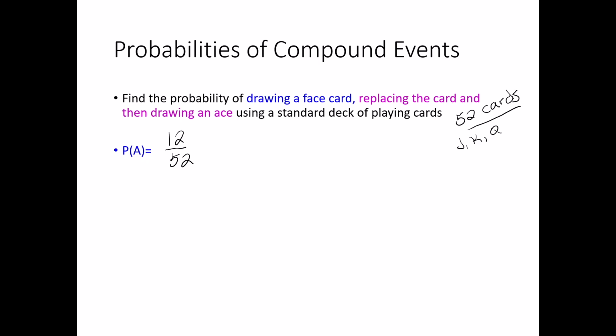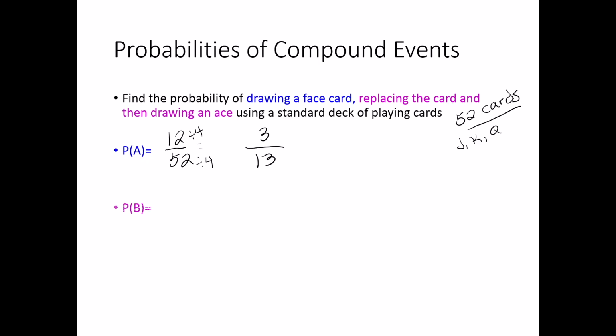If we wanted to just make the numbers a little bit easier, we could reduce these. These are both even, so we could divide them both really by 2 or by 4. Sometimes having it in simplest form makes it a little bit easier, so let's divide both of these by 4. So our chance of drawing a face card is 3 out of 13.